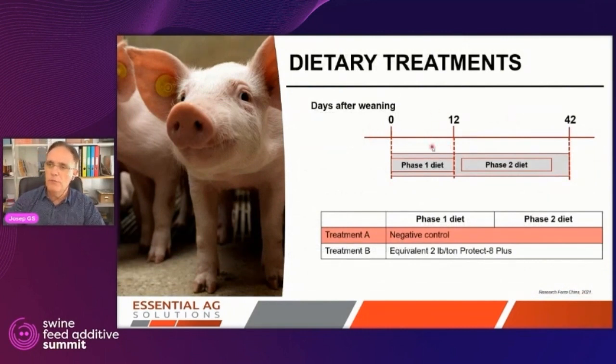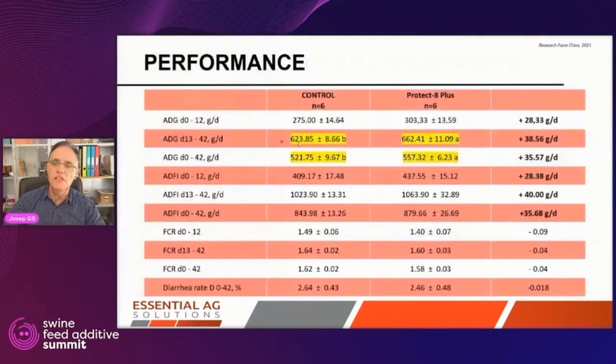2 weeks post weaning, and then 30 more days. Phase 2 diets. Again, at 2 pounds per ton inclusion rate of the product. And as you can see here, what we got was a statistically significant improvement in daily gain that resulted in over 1 kilo increase in body weight.